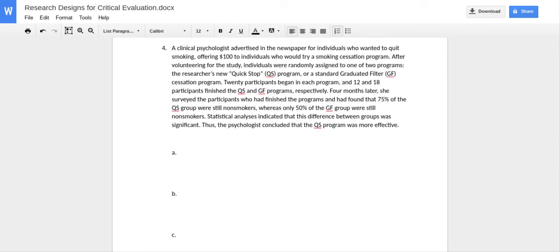Number 4, a clinical psychologist advertised in the newspaper for individuals who want to quit smoking, offering $100 to individuals who would try a smoking cessation program. Cessation meaning to quit.